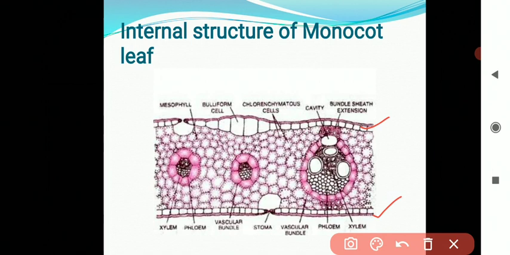This is the bulliform cells, and they are hygroscopic in nature and cause rolling of leaf lamina. Stomata are present on both the epidermis. Stomata are present on both upper as well as lower epidermis. Here in case of monocotyledon leaf, the stomatal guard cells are dumbbell shaped.